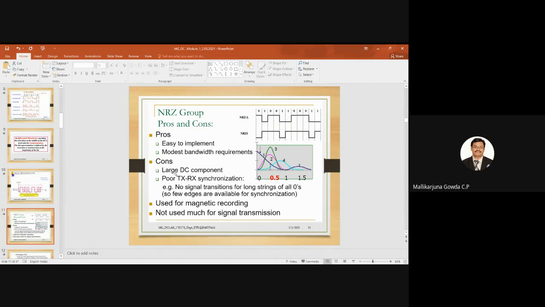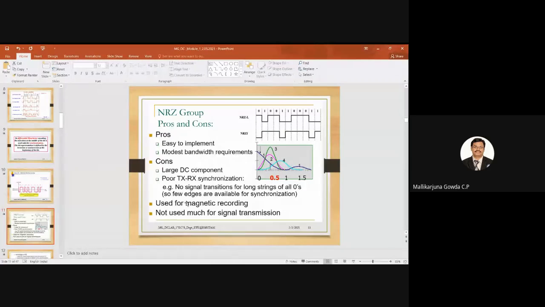And the con is it has a large DC component, NRZ, non-return to zero. It will have a large DC component, so there will be poor transmitter receiver synchronization. Because there will be no signal transitions for long strings of all zeros, right? So that is why we say there will be poor transmitter receiver synchronization. That is the drawback of this NRZ type of line codes. So the advantage is what? It is easy to implement. It requires modest bandwidth. The disadvantage is it has a large DC component and there will be poor synchronization between transmitter and receiver.